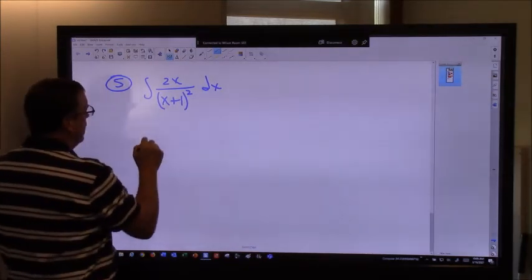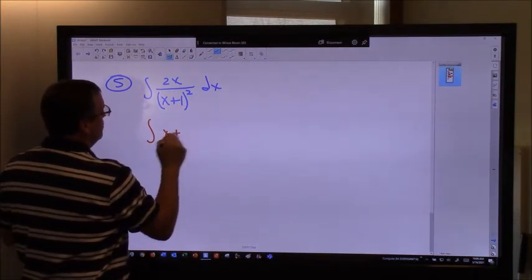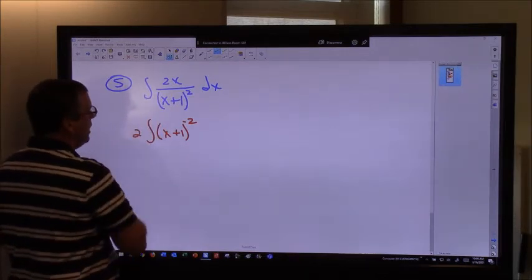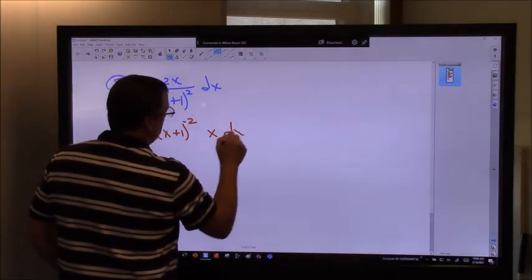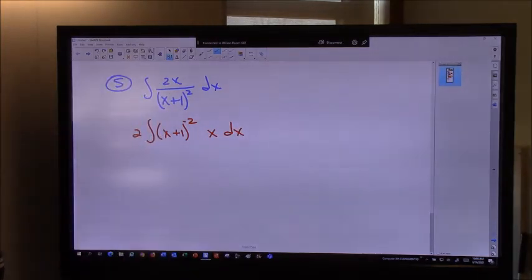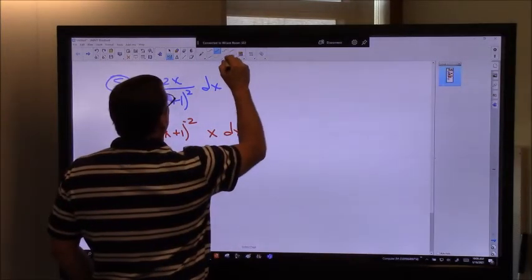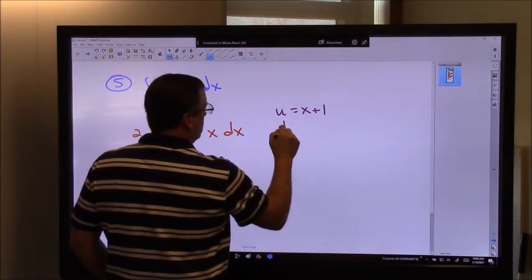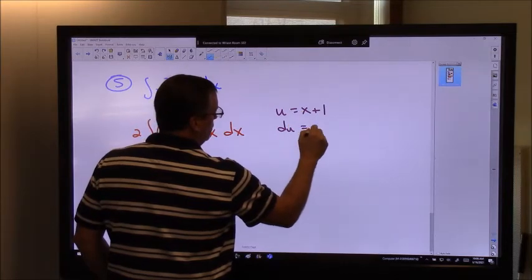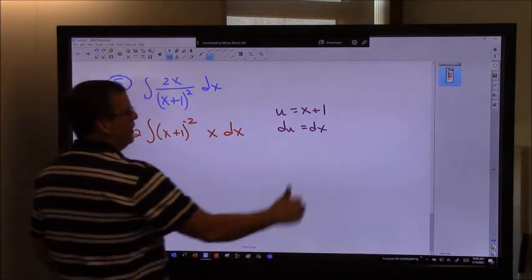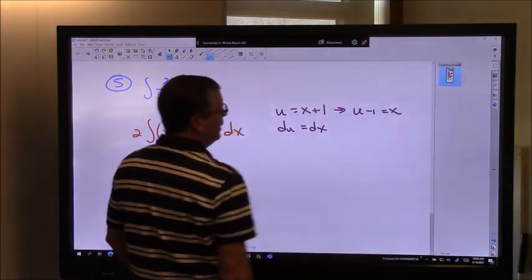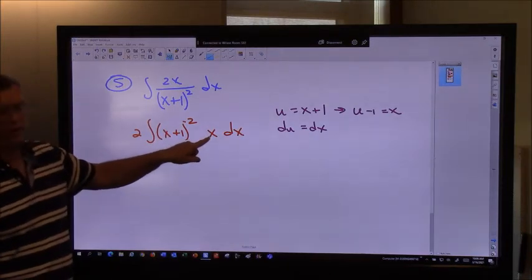So if I rewrite this, x plus 1 raised to the negative 2. I'm going to move that 2 to the outside, and I've got this x dx here. Let's go off to the side and let u equal x plus 1. That means du is just 1, because I just took the derivative of x. And if I move that 1 over, u minus 1 is equal to x, because it looks like we're going to have to do a change of variable here.